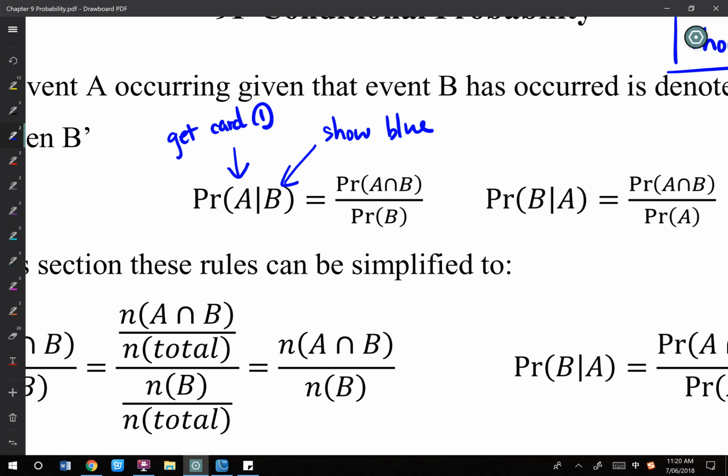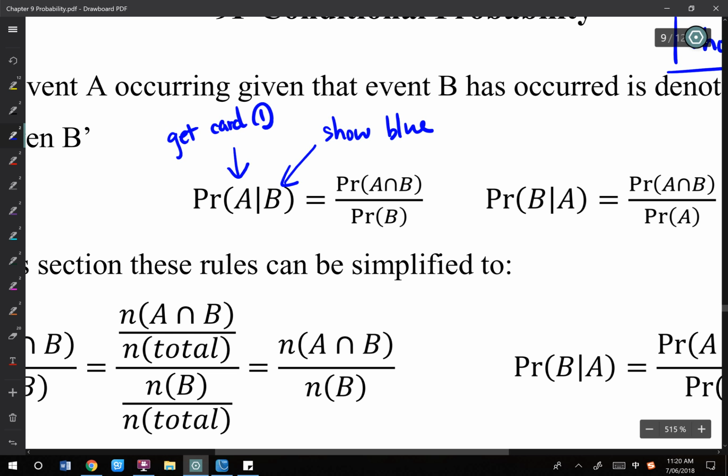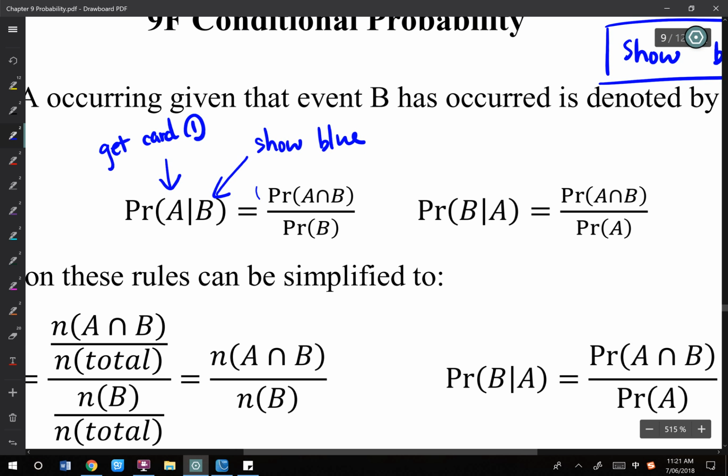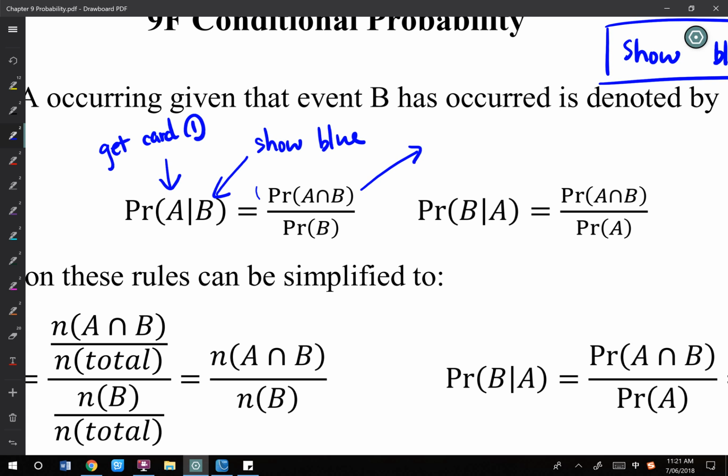What is the formula we have is, when we write probability A given B, it is probability A intersects B divided by the probability of B. So the probability I will have for this one is, well, showing blue is one side with blue, and I want get card 1, which means both sides blue. What do you think the intersection between them will be? I show one side blue, and then card 1 has two sides blue.